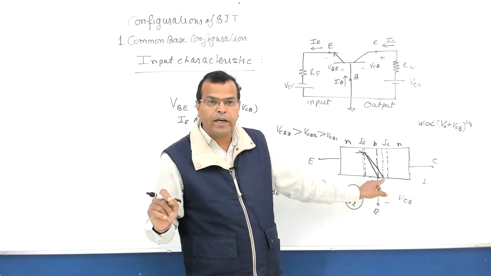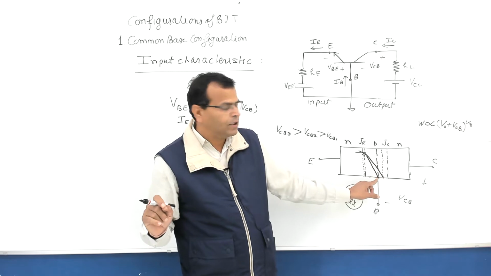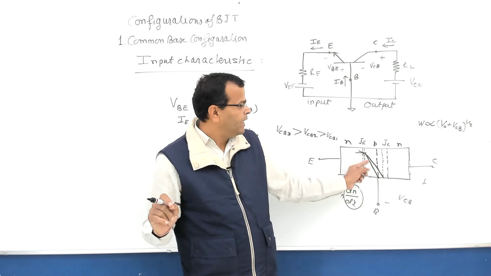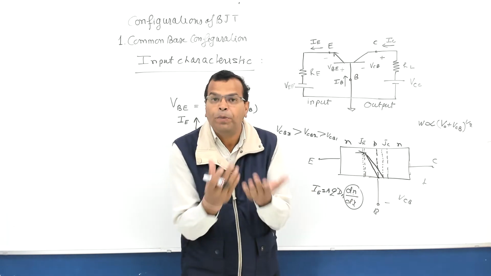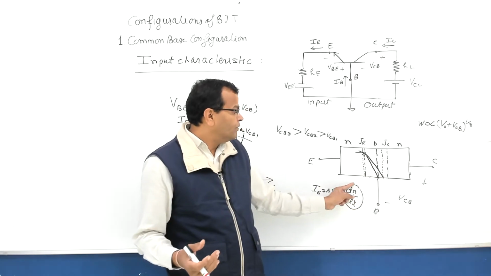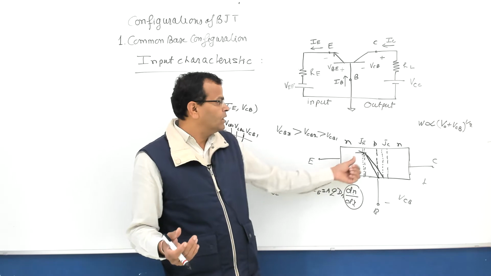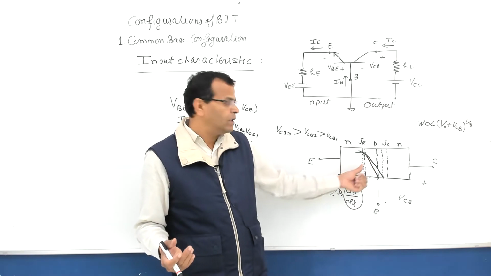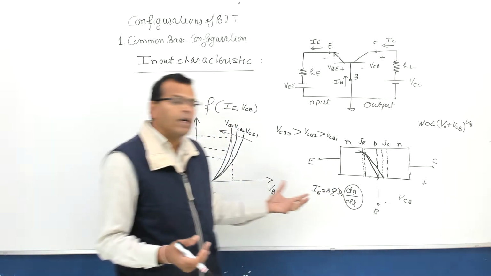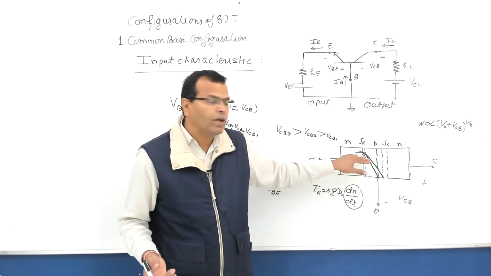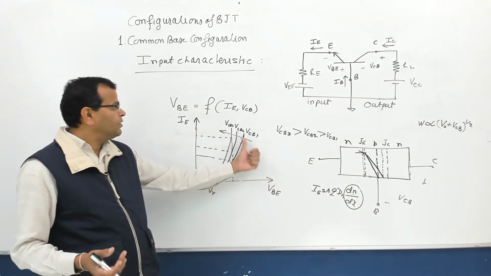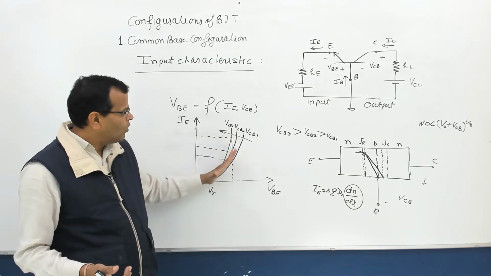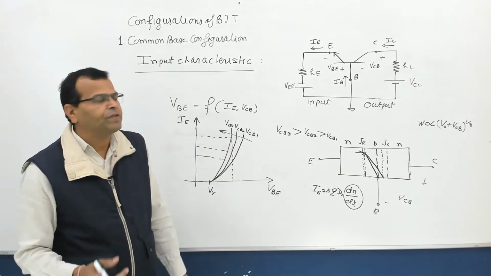So that 0 which was earlier here, now it is shifted here. So gradient of minority carriers in the base region is increasing, slope is increasing. Because of change in gradient, the current which is being injected into the base region is increasing, and that current is what? That is emitter current because of electrons. And if emitter current is increasing, that is how the characteristics are shifting.